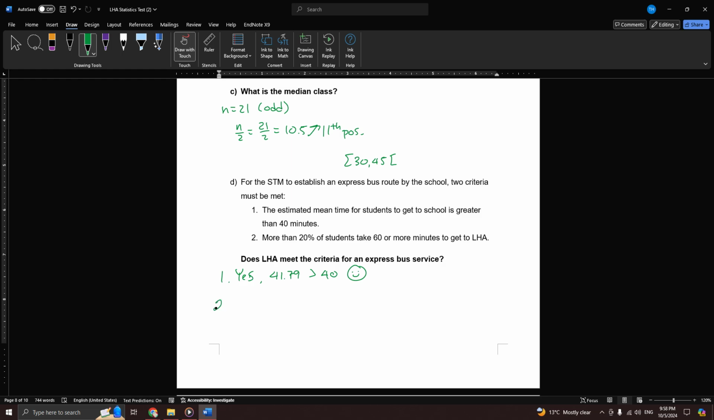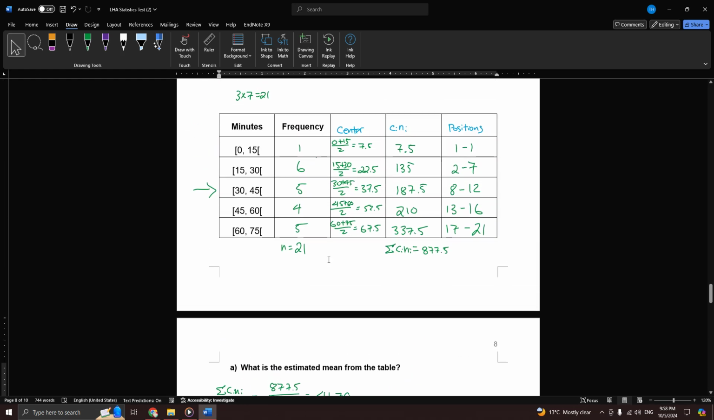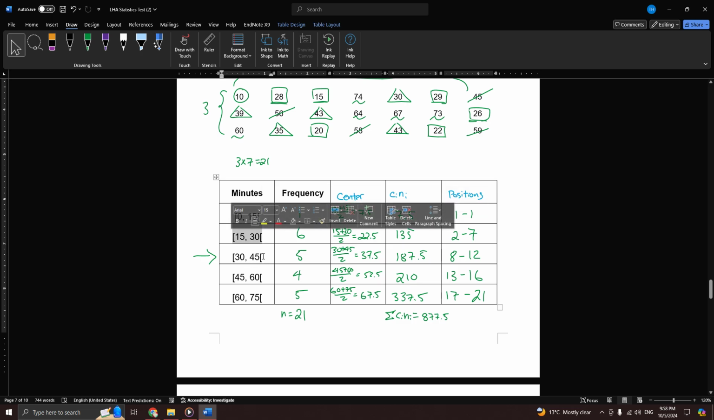Okay? And the second one, more than 20% of students take 60 minutes or more to get to LHA. So how do I find the number of students that take more than 60 minutes to get to school? Well, here's the amount of time it takes in minutes to get to school. 0 to 15. They're not taking more than 60 minutes. These people aren't taking more than 60 minutes. These people are definitely not taking more than 60 minutes. And these ones aren't either.